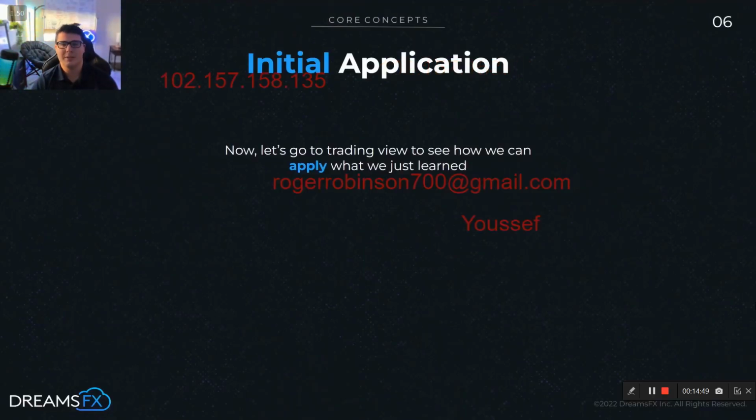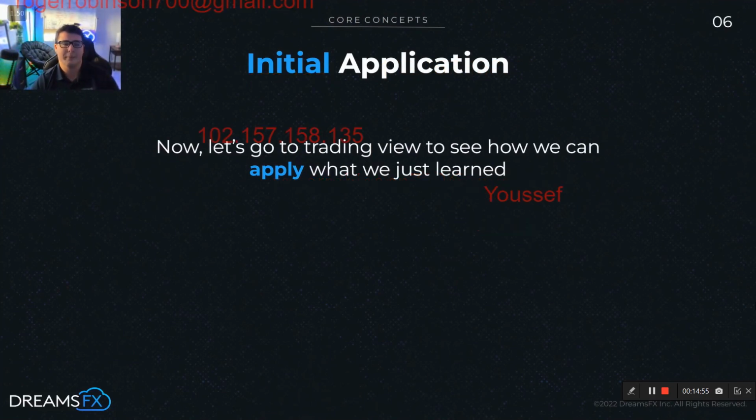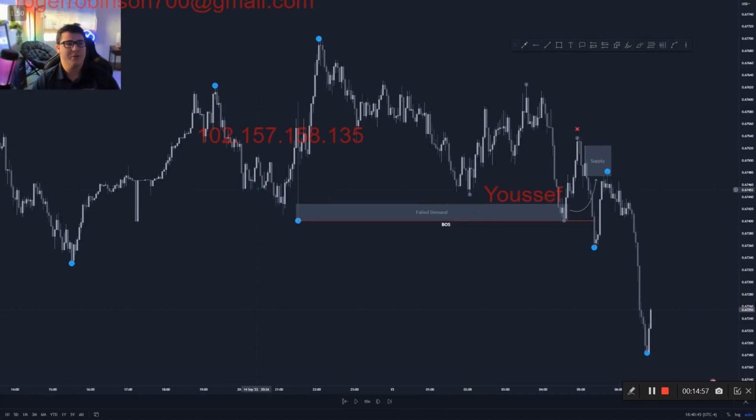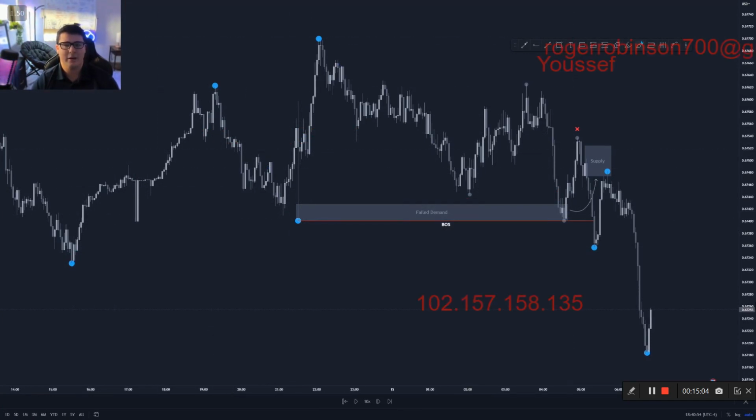Now let's go into the initial application. So now we're going to head to TradingView and see how we can apply exactly what we just learned in the most efficient way. As I was mentioning on the previous, we have our demand to supply. If you see here, we have a higher low, higher high, higher low. We also have our higher high up here. So we are looking at current bullish structure, and we're looking to buy at this moment in time.